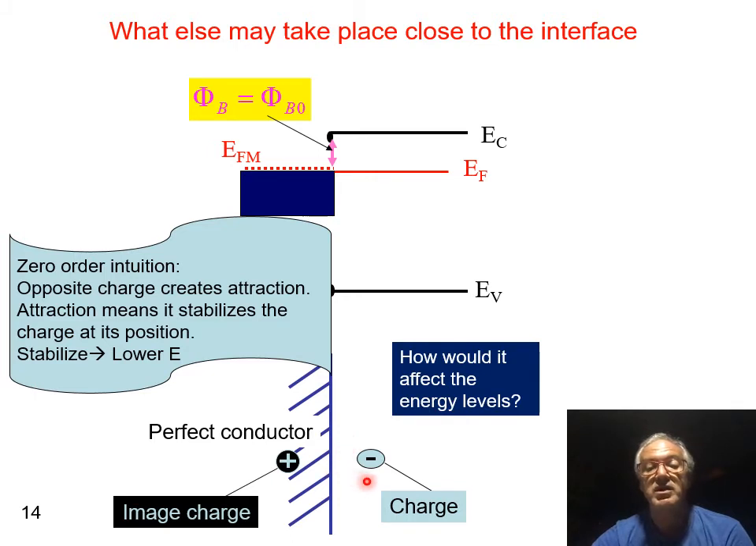And whenever there is a stabilization, we know that stabilization implies a lowering of the energy. And from that we can deduce that we should expect that the energy of the electron, which is represented by the conduction band, would be lowered because of this image charge. What we'll do next is we'll try and put some numbers and formula to see how it is really being lowered and what the shape is being formed.